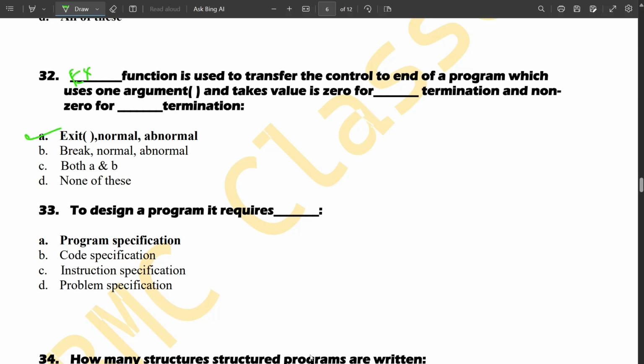The exit function is used to transfer the control to the end of a program, which uses one argument to take value 0 for normal termination and non-zero for abnormal termination. Okay, so exit, normal and abnormal, option number A.